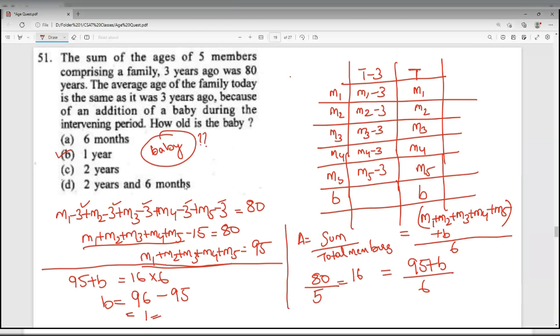So if you have any doubts, please ask. Instead of actually segregating M1, M2, M3, you can take it as a combined entity, but you have to remember that this minus 15 also should be there when you are going back. I hope you have understood. If you still haven't understood, please do ask your doubts. Raise your hand and ask your question.